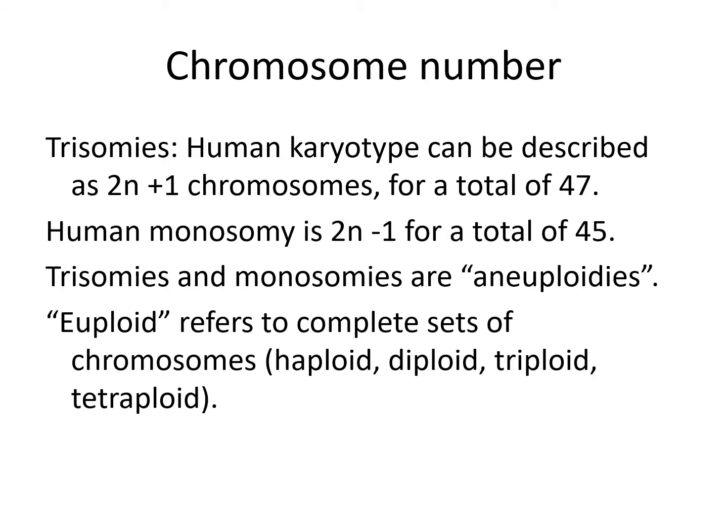Okay, so human karyotype trisomy. We can describe a human karyotype as having 2N chromosomes. In the case of a trisomic cell or individual, we have 2N plus 1 for a total of 47. For monosomy, the total is, of course, 45, and it's 2N minus 1. Okay, as I said a minute ago, euploid refers to complete sets of chromosomes, and those are haploid, diploid, triploid, etc.